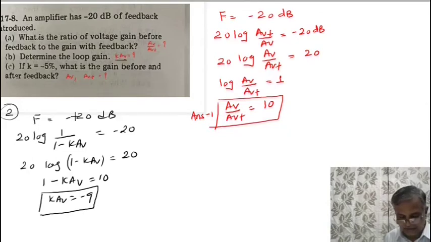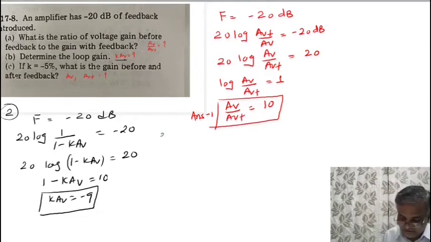F they have given minus 20 dB. What is F? 20 log 1 upon 1 minus KV. I have multiplied by the minus sign, so you can write it like this: 1 minus KV is equal to 10, KV is equal to minus 9. Now the third question.